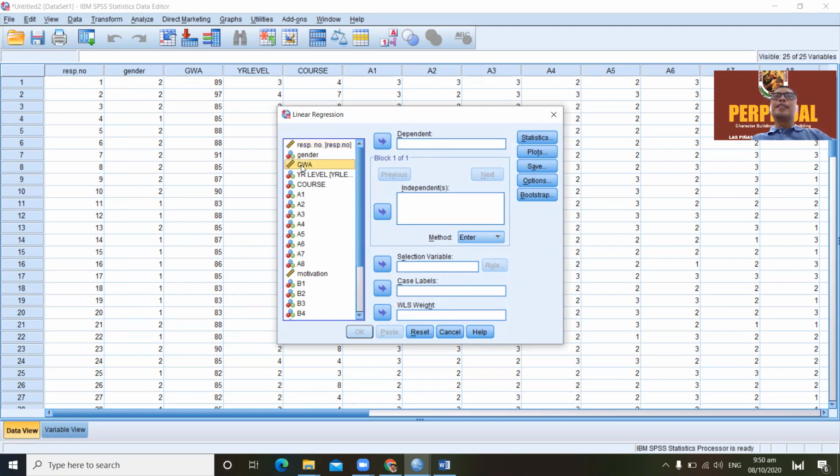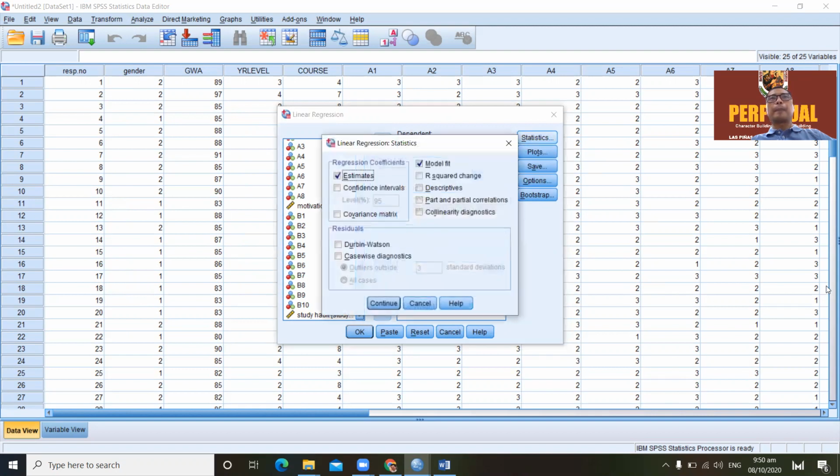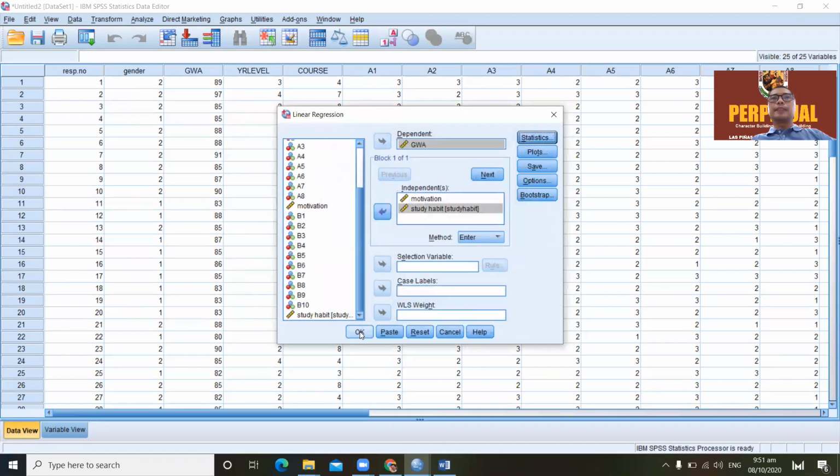So you transfer general weighted average for academic performance in the dependent variable. Okay? You transfer in your independent variables the score for motivation and the score for study habit. Okay? You click here statistics so that you would see and add more data. In statistics, you check estimates already, model fit, but you need to check also R square change. This one, so that you would know the overall effect. Then you click continue and then you click OK.